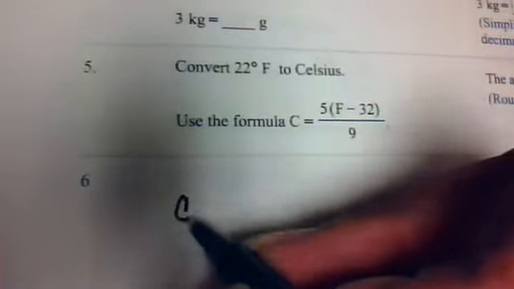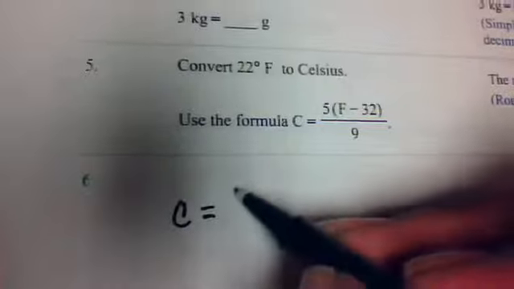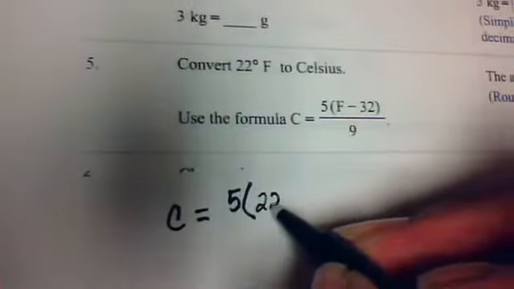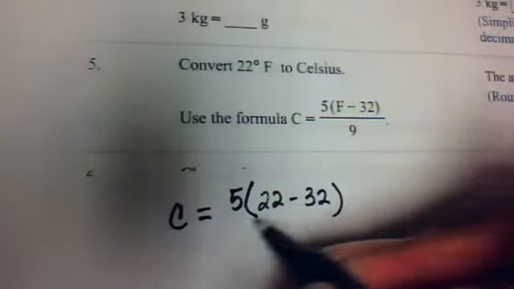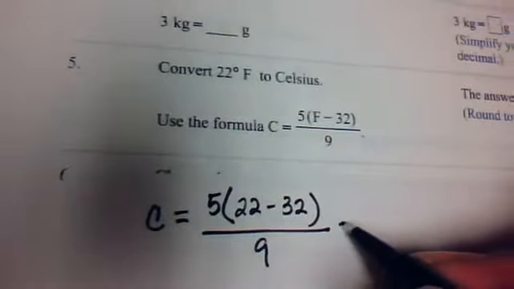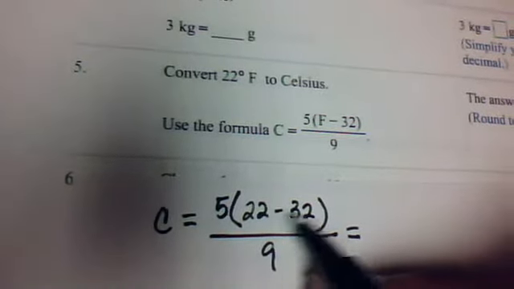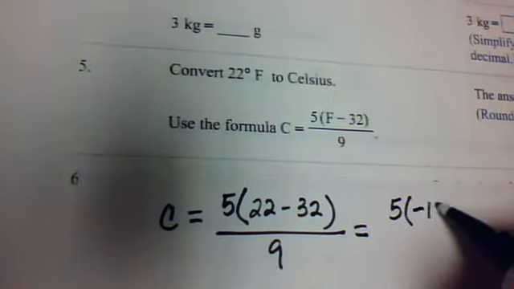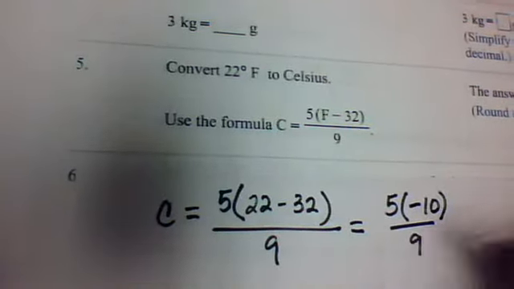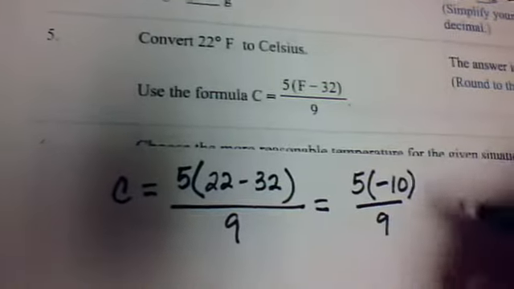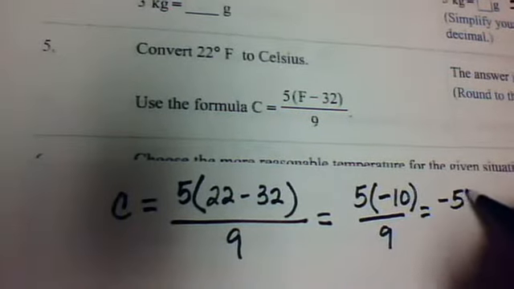So here, we're going to have C is equal to 5 times, our Fahrenheit temperature is 22, so it'll be 22 minus 32, divided by 9. And in this case, when we subtract 22 minus 32, you're going to get negative 10. So it'll be 5 times negative 10 divided by 9. And 5 times negative 10 is negative 50 divided by 9.